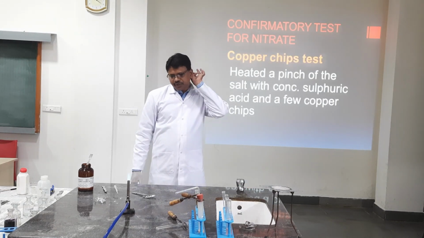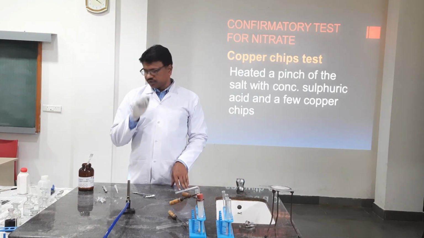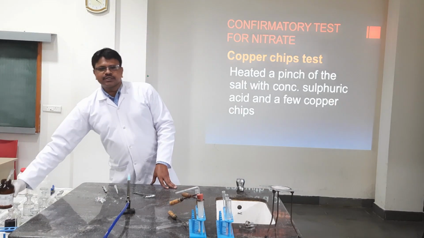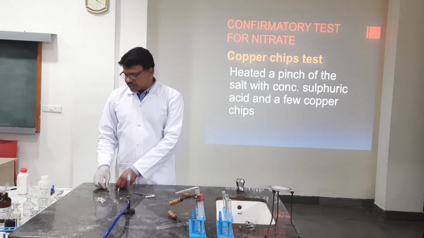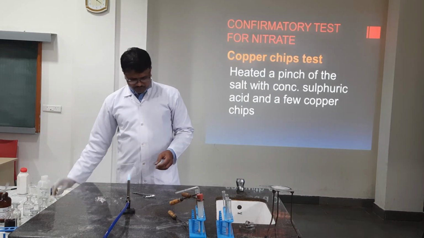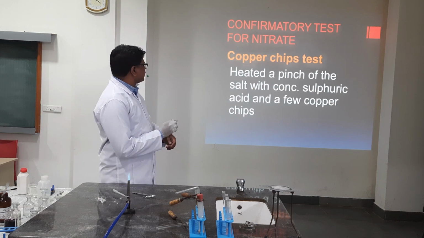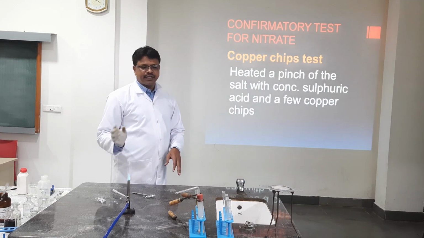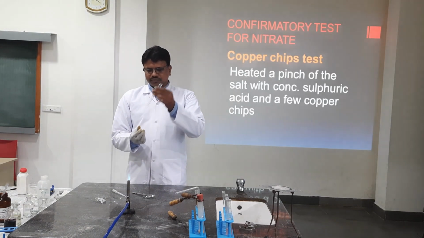There are two confirmatory tests. So students, try to do two confirmatory tests always for each ion. That is better. Next, going to the confirmatory test. The first confirmatory test is the copper chips test. What is the copper chips test? Anybody? Yeah. In this test, a pinch of the salt with concentrated sulfuric acid and a few copper chips are added. So after adding copper chips to the salt, we should heat that one.